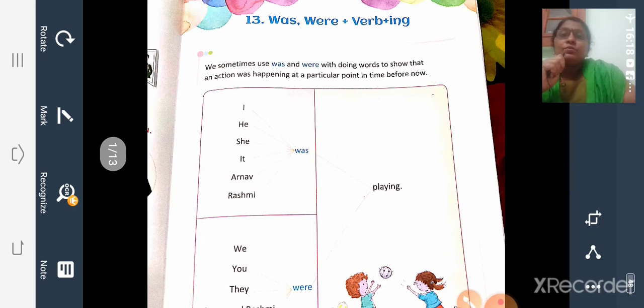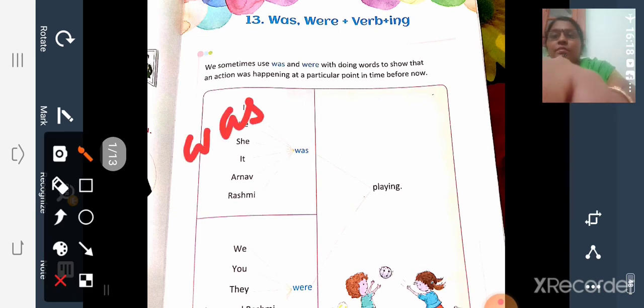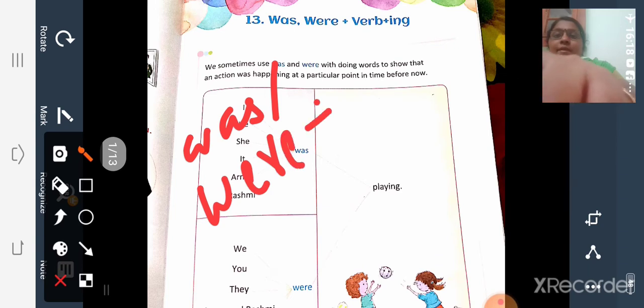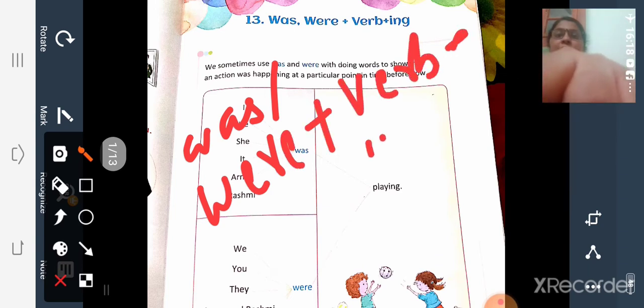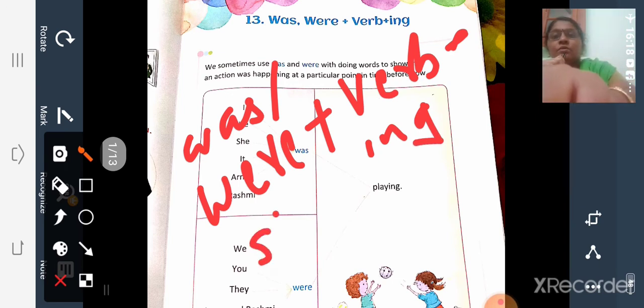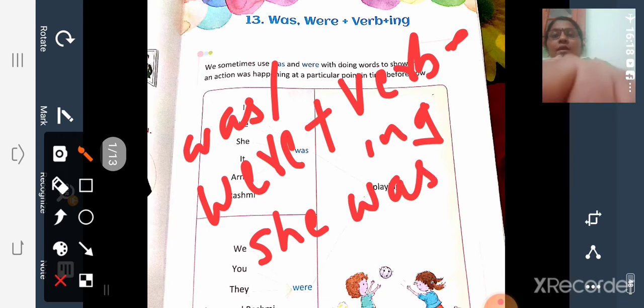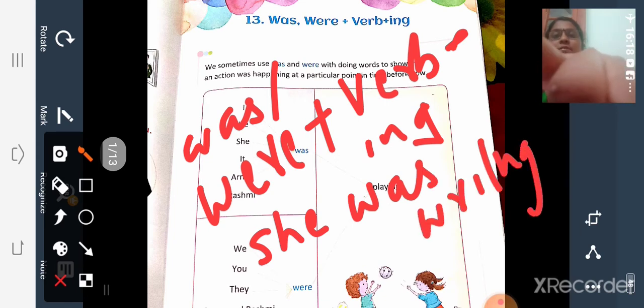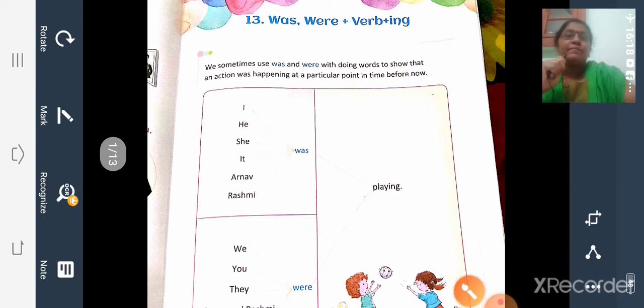So, we sometimes use was and were with doing words to show that an action was happening at a particular point in time before now. So, we use was or were plus verb plus ing. She was writing. He was playing. They were playing.